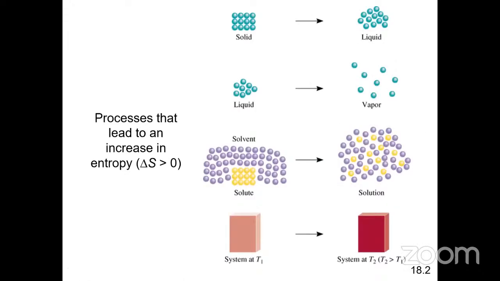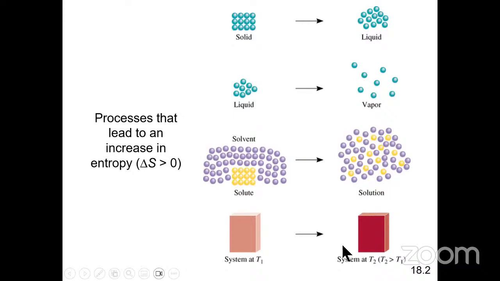Okay, so just to give you some other examples, we just talked about this right here, going from solid to liquid. Delta S is greater than 0 for that particular change. The same is true going from liquid to vapor. Delta S is also greater than 0. And if you think about dissolving a solute in a solvent, that would also correspond to an increase in entropy. So that is what is demonstrated here.